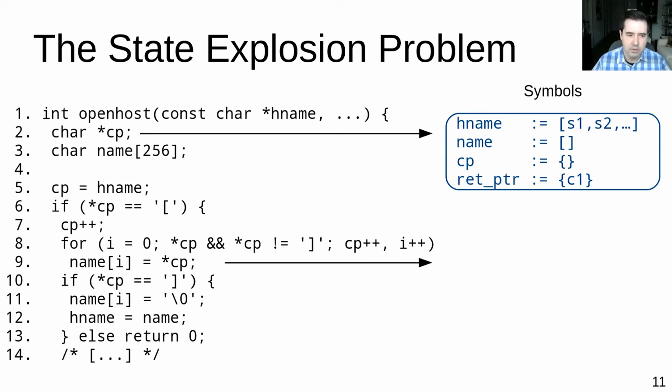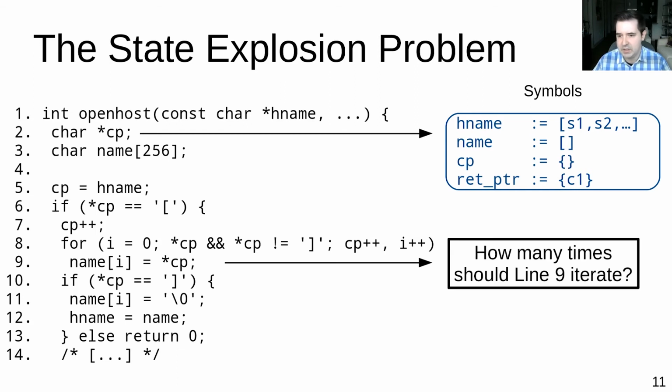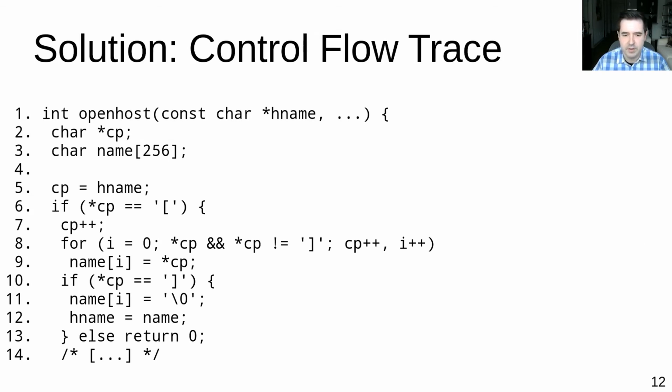However, before long, we would probably hit this for loop at lines 8 and 9 and run into a well-known problem with symbolic analysis known as state explosion. Namely, because we don't know how long this input is, we don't know how many times we should iterate this for loop in search of bugs, and in theory, we could do it forever.